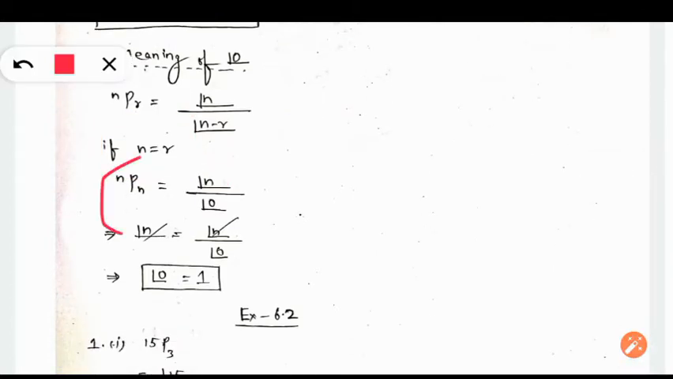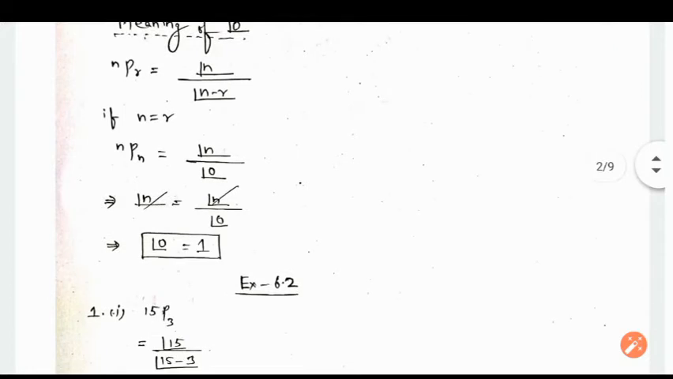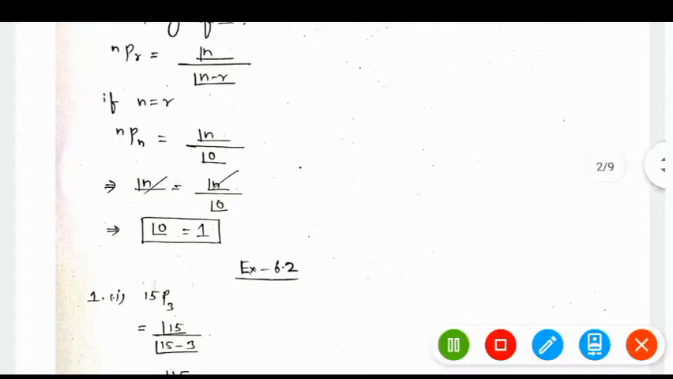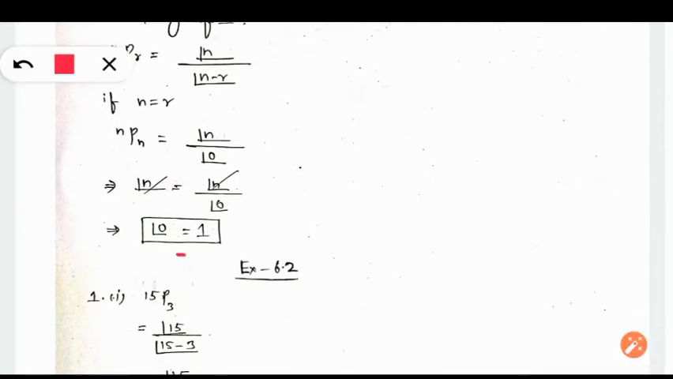Can I write nPn equals to this? Now n minus n gives you 0. That is why in the denominator we have 0 factorial. Now what do you mean by nPn? nPn means arrangement of n things in n places. So arrangement of n things in n places is given by n factorial, right? That is why we have n factorial. So n factorial cancels out, and we have 0 factorial as 1. So please remember, the value of 0 factorial is 1.